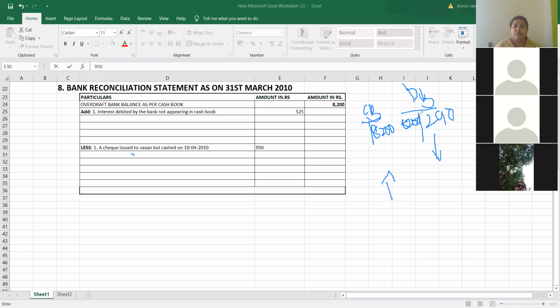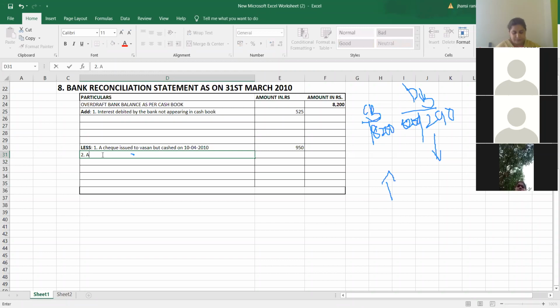It is found only in the passbook because it is done by the banker. So if you check it on the due date, the cash book is showing more balance, that is 8,200, whereas the passbook is showing 8,200 minus 290. So when you compare both the books, the cash book is showing more balance and the passbook is showing less balance. So what do we have to do here? We have to deduct it because I have to find the balance as per the passbook. So I'll write it under less because it's decreasing.